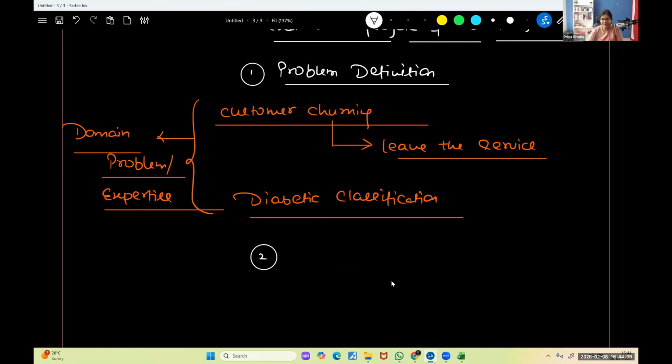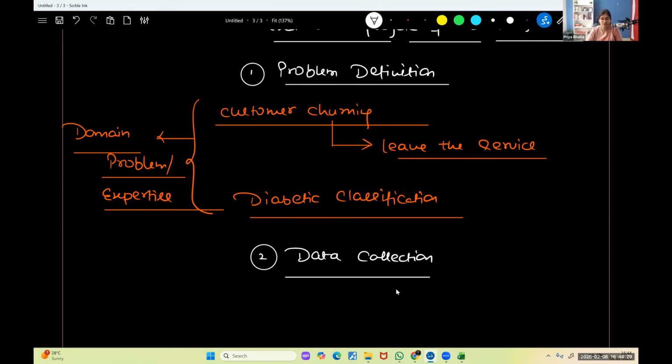Now, once we are able to understand the problem, the second step is, based on that problem, based on that use case, we have to collect the data. So the next step is data collection. We need to work on collecting the data in an appropriate way.